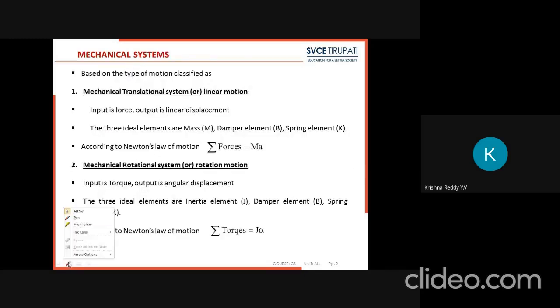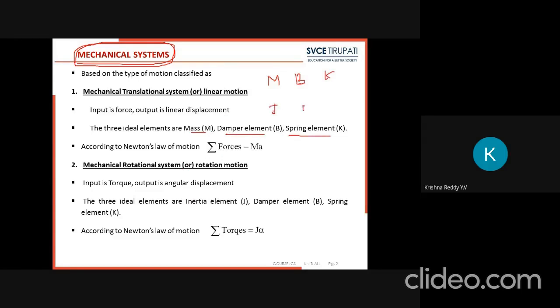This is one more topic, but it is not important for our GATE exams: mechanical systems. How can we replace the mechanical quantities? When you have linear motion, you have mass, damper element and spring element. When you have rotational motion, you have moment of inertia, damper element and spring.